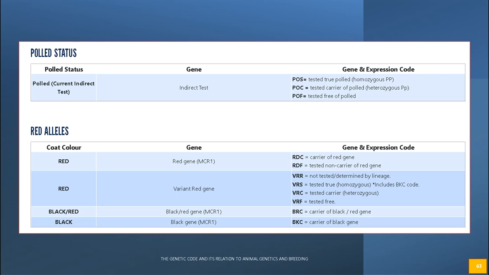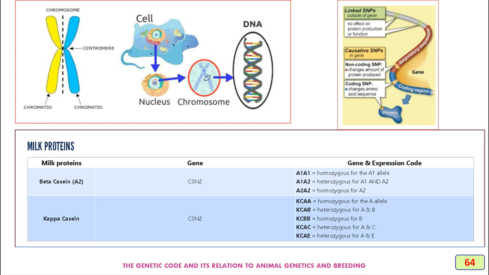Whereas the red alleles are the coat colors in animals. For example, the red gene MC1R is there, whereas the red variant gene is there. Whereas the black gene, MC1R once again, then the black gene is considered the same thing, and genetic codes are transmitted. For example, here there is a very clear picture of how a cell and the DNA, then also the codons, etc., are there.